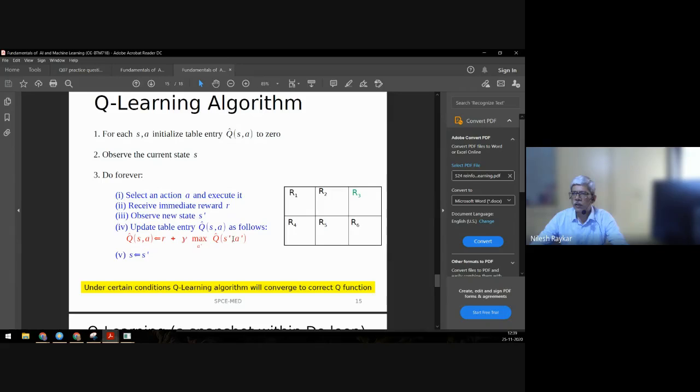From S it has gone to S dash, so from room number 2 it has gone to room number 5. With respect to room number 5, you will have another set of actions. In this case, from room number 5 it can go to left, right, and top. Out of these 3 paths, which path has got the highest Q value? That Q value multiplied by the discount factor plus the reward it gets along this path will give you the modified value of that Q value along that path.